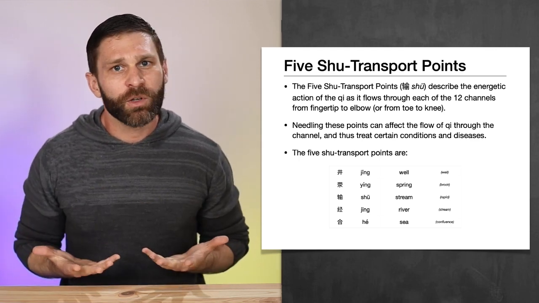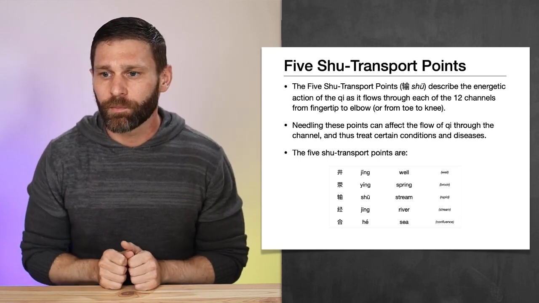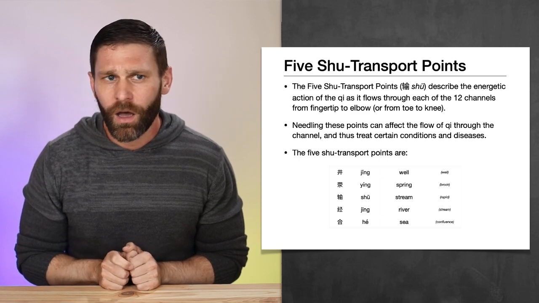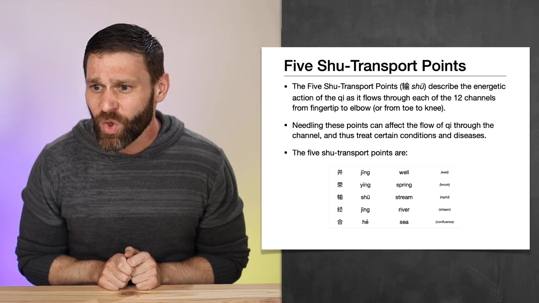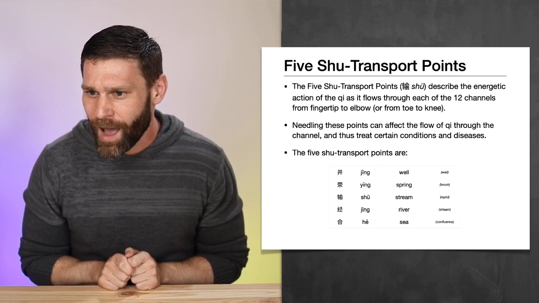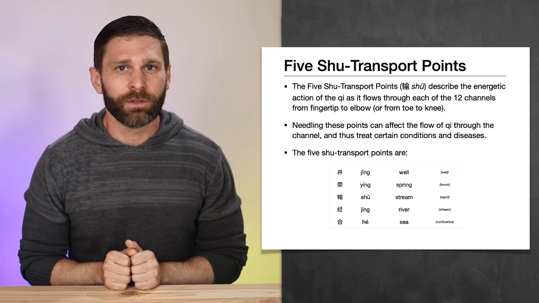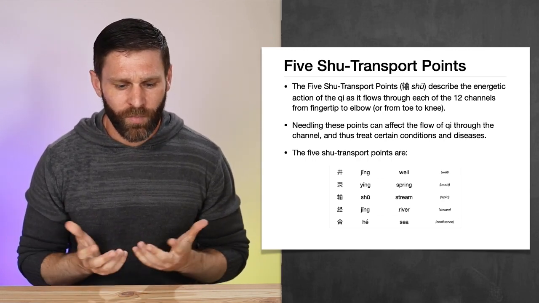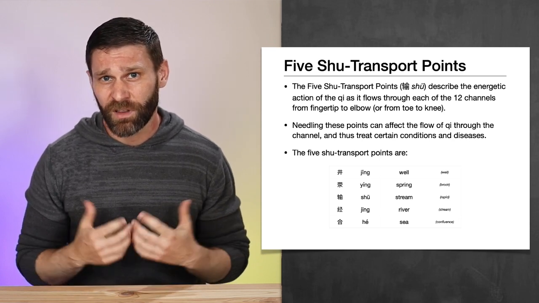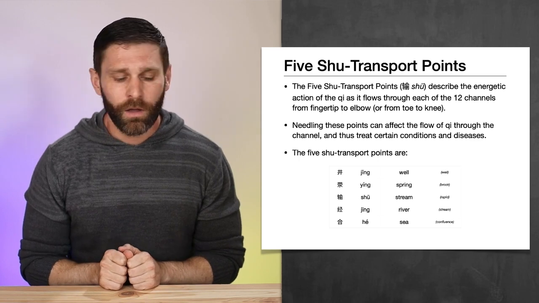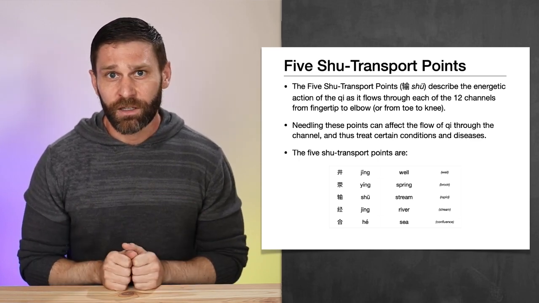I think these are the common translations that we see in Deadman and Maciocia. Sometimes you do see some different translations. I know an older copy of Unschuld's Nanjing, he calls it the wells, the brooks, the rapids, the streams, and the confluences. So this is just one of those annoying things that different books will translate Chinese terms differently. And that's just something we kind of have to put up with when we're dealing with Chinese medicine in English.